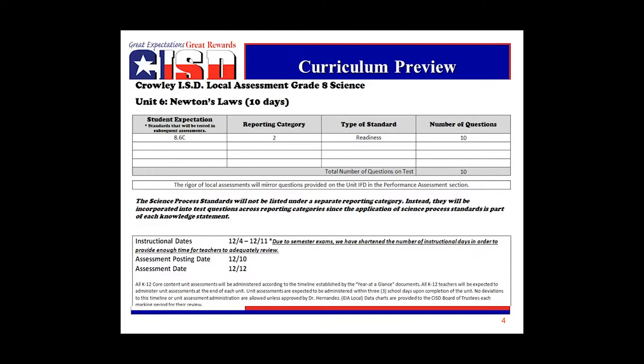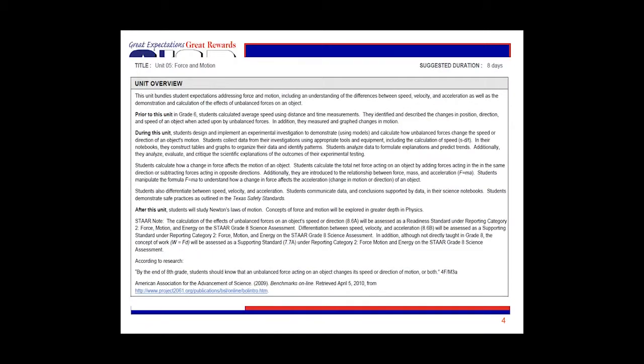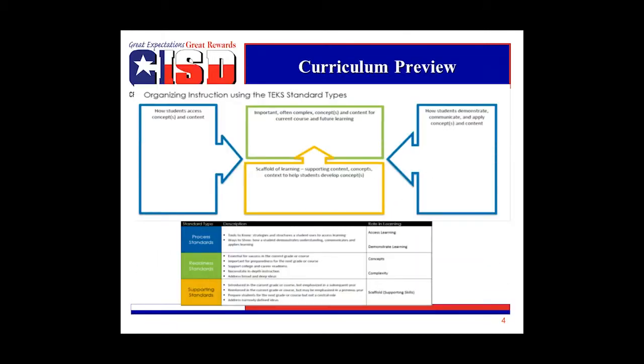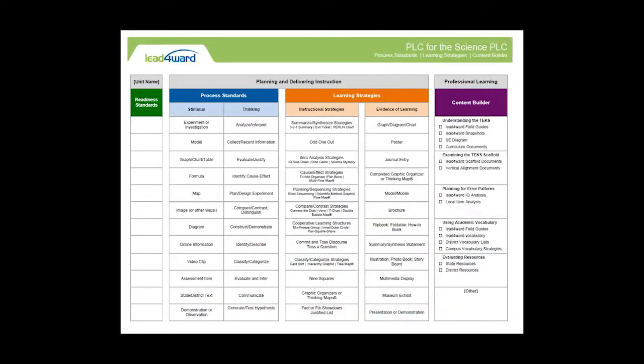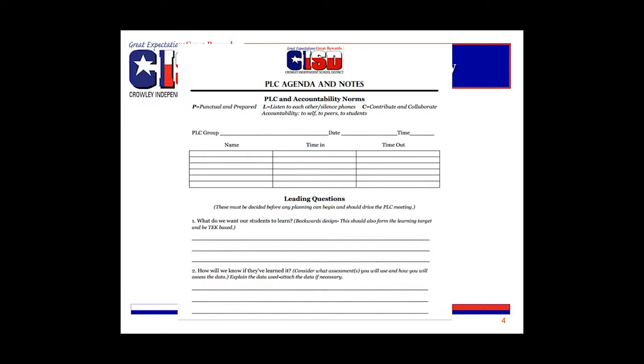For today's purpose of the PLC, the materials teachers will need to use are the Unit 5 Instructional Focus Document, the Content Builder, the PLC for the Science PLC document, and the PLC agenda, which is located on the Center for Teaching and Learning tab of the Crowley Independent School District website. They will also need green, yellow, and blue highlighters.